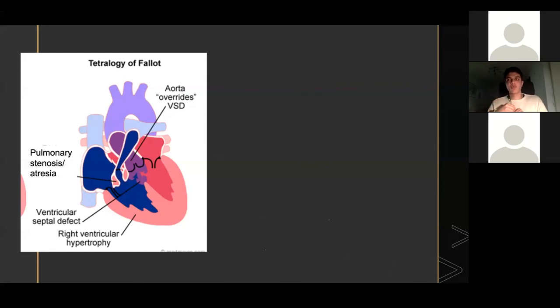It's not like remembering four random things, they all lead into each other, okay? And this will cause a cyanotic heart defect because look, you've got a lot of that blue blood going straight up to the aorta because it can't get through the pulmonary circulation. And you can have varying degrees of tetralogy.